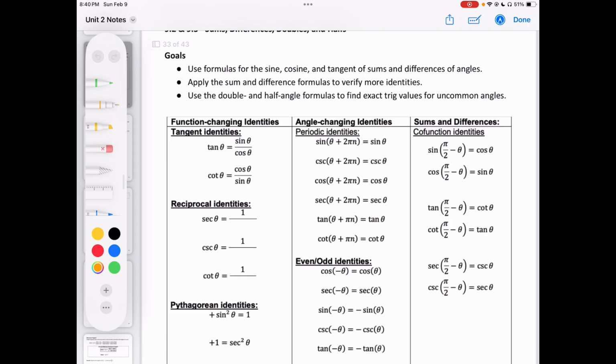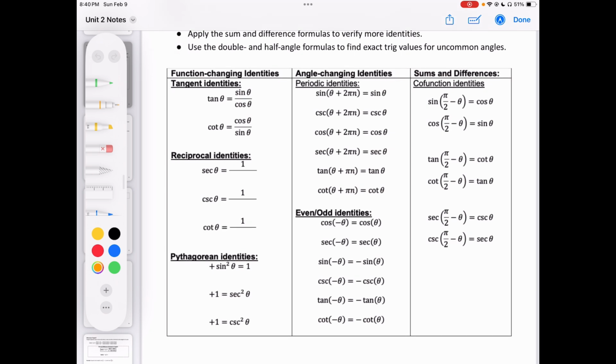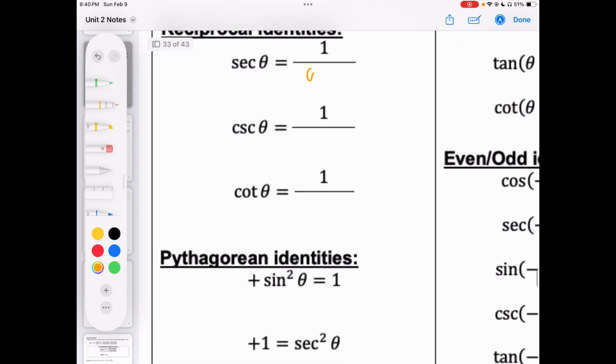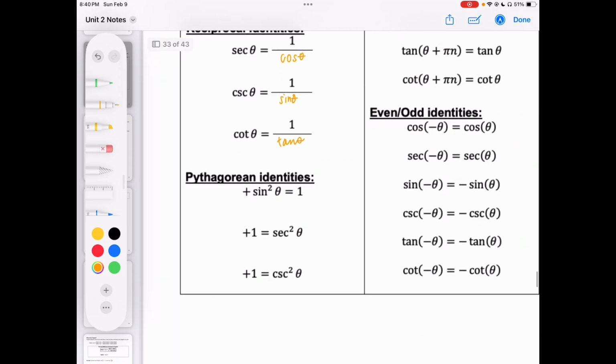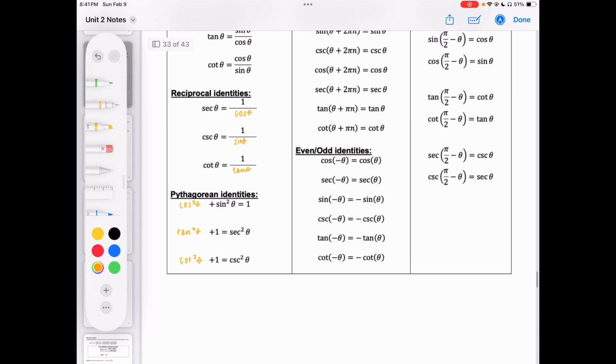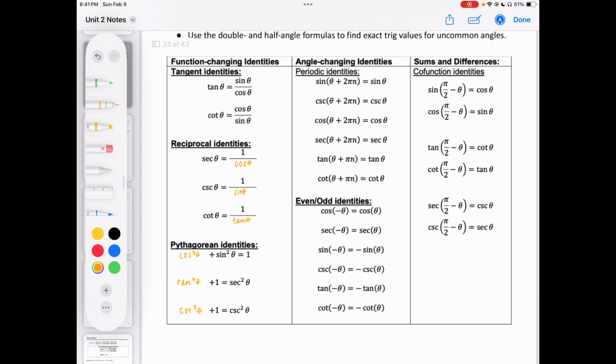So the goal for today is to use all of these identities to solve and simplify and rewrite and verify. So let's go ahead and just start with what we do know already. We know our reciprocal identities. I'll jot that down one more time. Here we're going to have cosine theta. Here we're going to have sine of theta. Here we'll have tangent of theta. Okay. For our Pythagorean identities, we know the first one would be cosine squared theta. For the next one, that one's with tangent squared theta. And our last one will be with cotangent squared theta. Okay. All of those we've now covered to some extent.